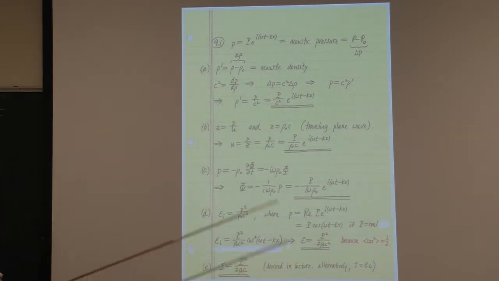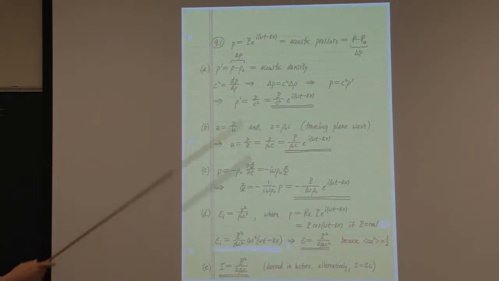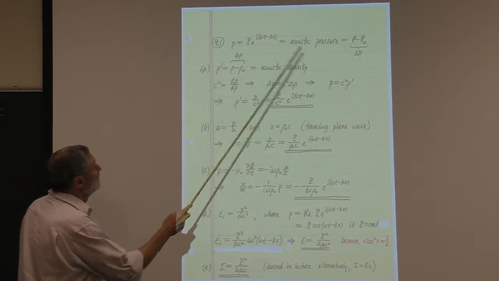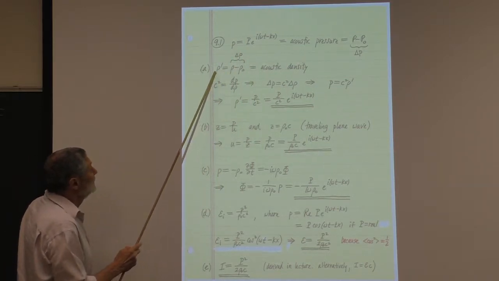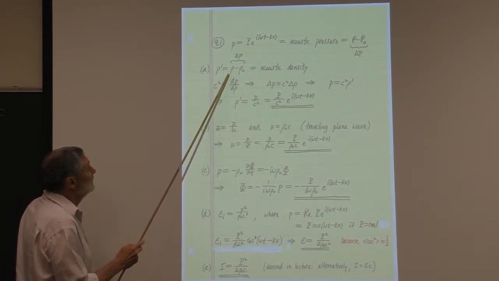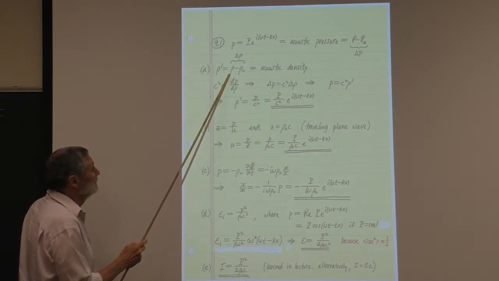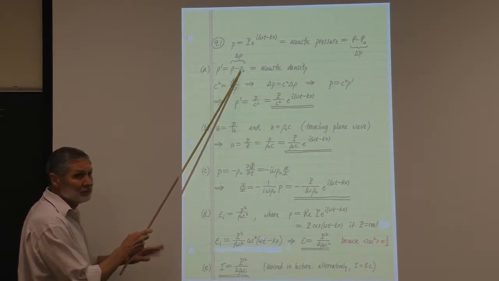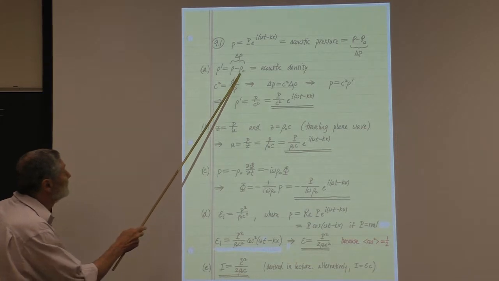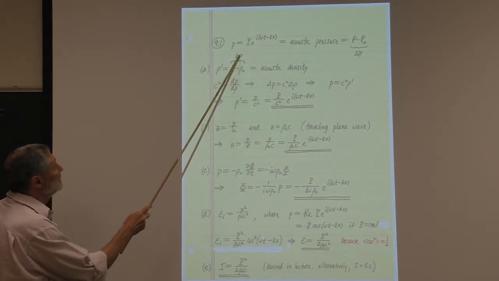And in this problem, we're asked for the density swing. So that's similar to the pressure here. The acoustic density is how the density deviates from the equilibrium background density. And so we can think of this as delta rho.